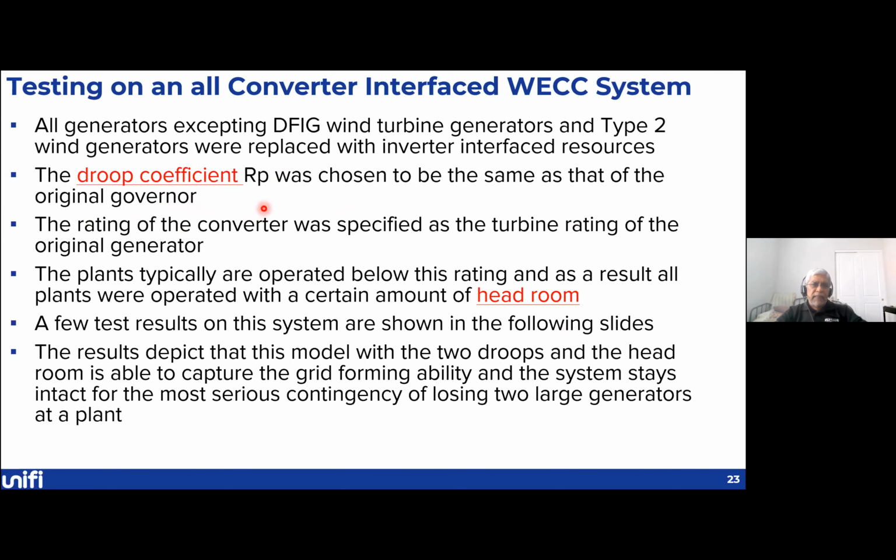So the rating of the inverter was specified as the turbine rating of the original generator, which is usually higher than what the generator would be operating at. So as a result, the plants typically operated below this rating, and all plants had a certain amount of headroom. And I'll show you some large scale testing on these devices.